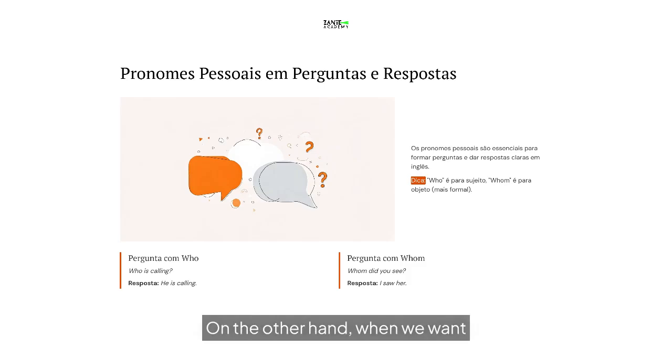On the other hand, when we want to ask about the object of an action, we use whom. This is a bit more formal, and you might not hear it in casual conversation, but it's still good to know. For example, if you ask, "Whom did you see?" you are looking for the person who was seen, not the one doing the seeing. An appropriate response could be, "I saw her." Notice how using whom helps us specify the recipient of the action.